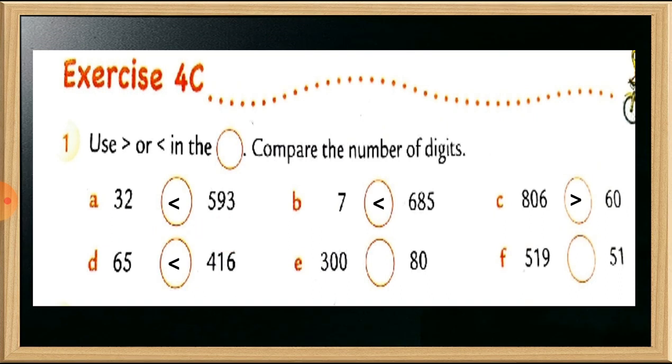Number E, 380. So 380 is a big number. Number F, 519 and 51. So students, 519 is a big number, so this sign will come.